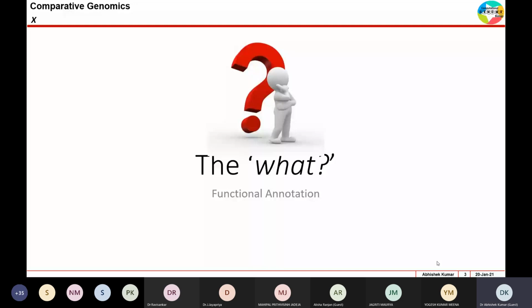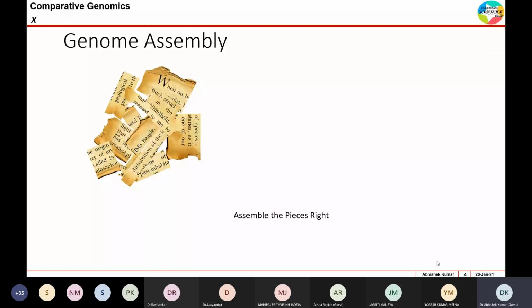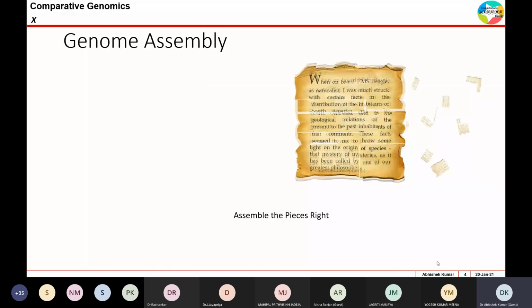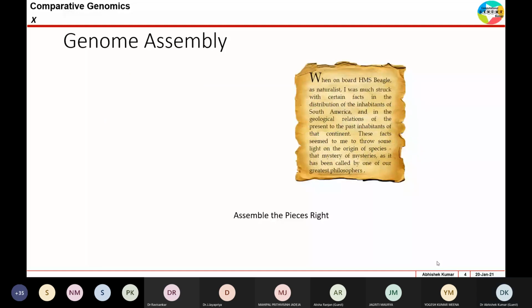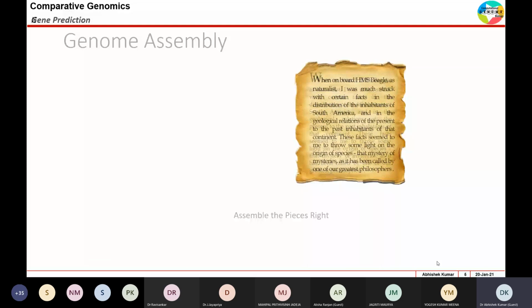And then comes genome assembly. What is genome assembly? You have small pieces in a DNA fragment. When you are doing assembly, you will assemble them into a page like this, a full genome. That is genome assembly, something like I showed you in a bookish way. And then you do gene prediction. So let's see what gene prediction is.